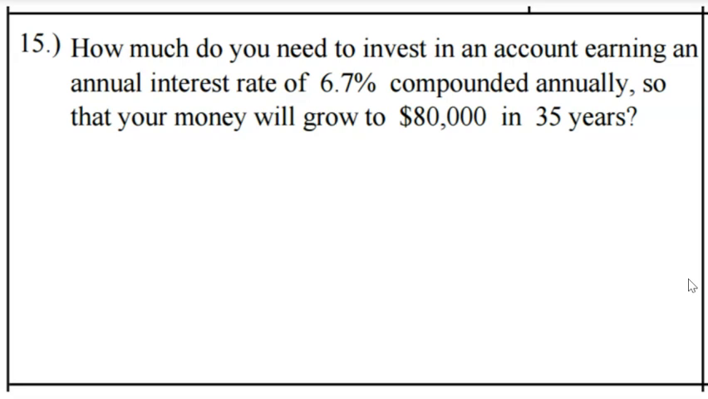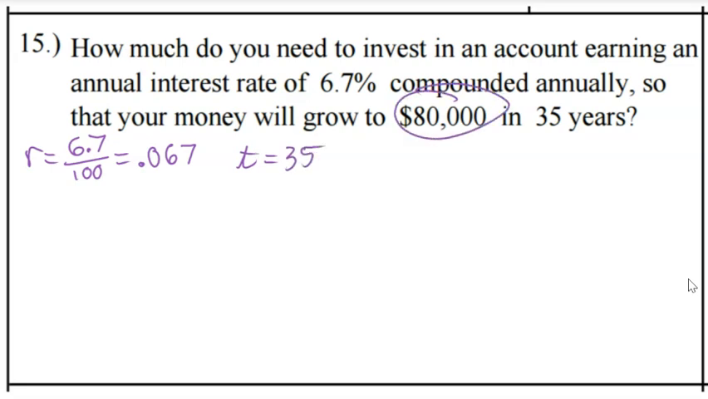Okay, so the money's going to grow to become 80,000. That sounds like an ending value. 35 years sounds like a time, so that's t. And 6.7% sounds like a rate. But to find the rate, we have to divide the 6.7 by 100. So 6.7% divided by 100 is 0.067. So our rate is 0.067. Our time here is 35 years.